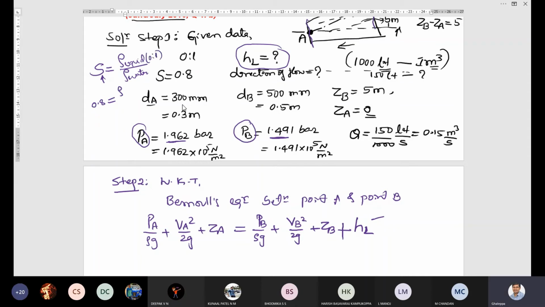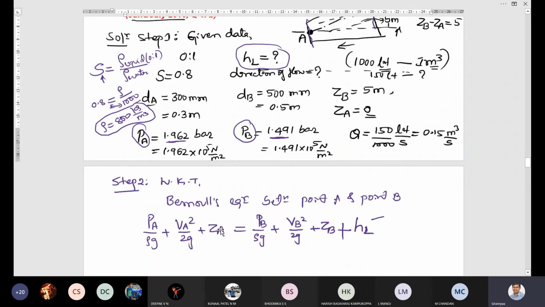I don't know the density of the oil, but I know the density of water is the denominator. So 1000. Multiply 0.8 with 1000. How much will be the value of density? You will get 800 kg per meter cube. This is the one value we needed. We have calculated here. Okay, density is also available with us now. G value is 9.81. It is also available.